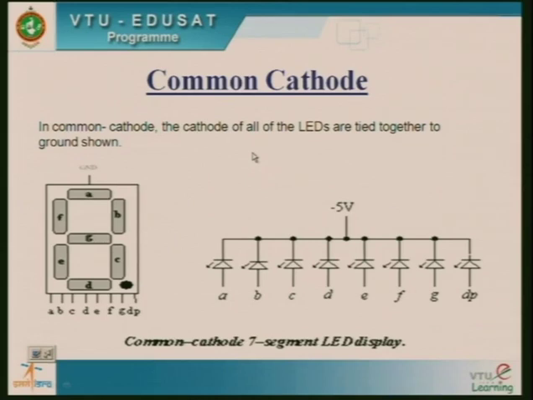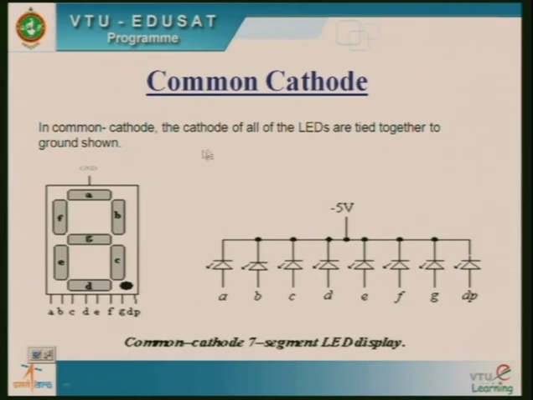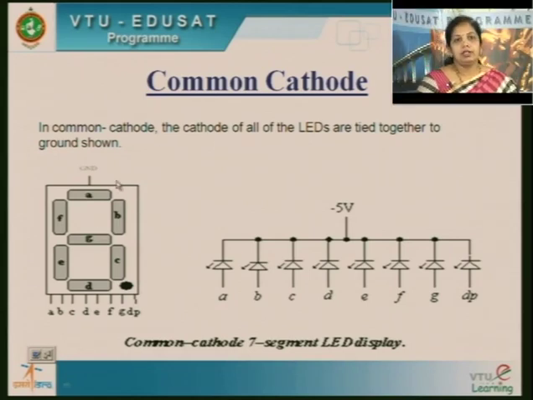In common cathode configuration, the second method of connecting these segments, the cathodes of all the LEDs are tied together and connected to ground. This minus 5 volt represents ground. A, B, C, D, E, F, G, H are connected to the anodes, and all the cathodes are connected to ground. So these are the two configurations that can be used to connect and display this unit.